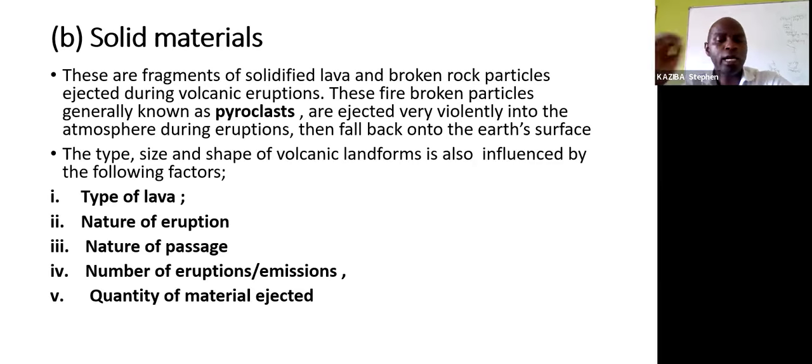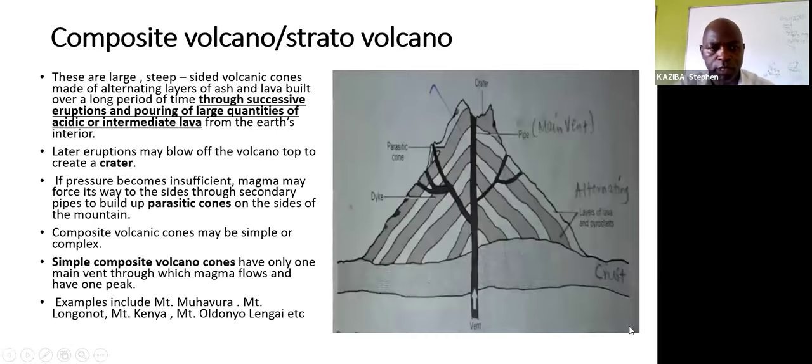Then you also talk about the number of eruptions. For example, we shall talk about during the formation of a volcanic cone, we have successive eruptions, successive violent eruptions of acidic and intermediate lava. So it happens over and over successively. Then you should also talk about the quantity of material ejected. So in that question, you have to emphasize the material and landforms that are formed.